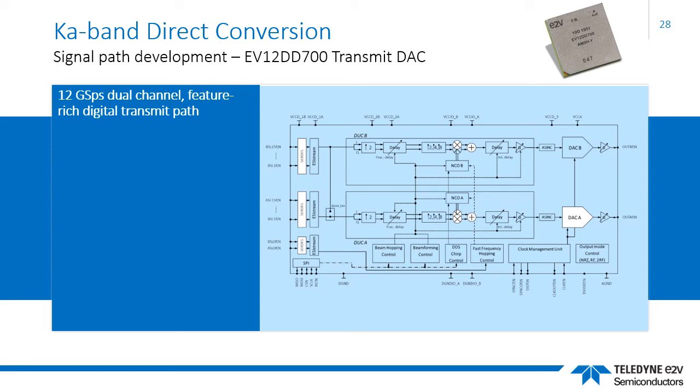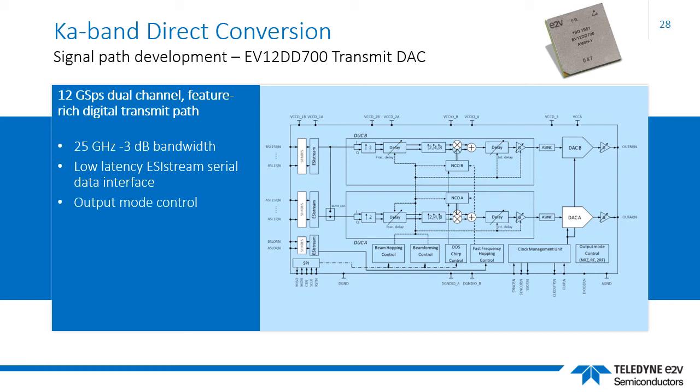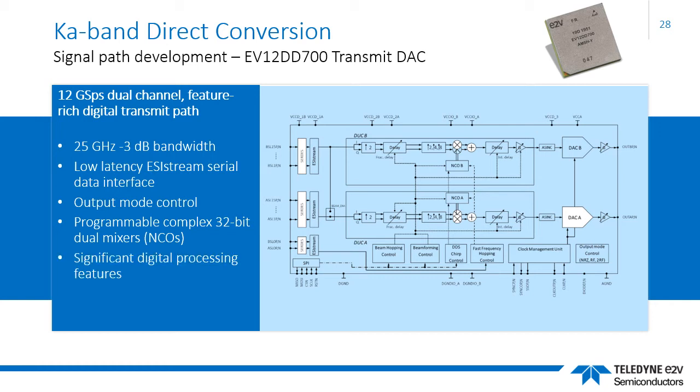So, as previously mentioned, this is a 12 gigasample per second dual channel feature-rich product. It features a 25 gigahertz bandwidth. It has the low latency Easy Stream serial data interfaces. It provides analog output power mode control, a complex dual 32-bit numerically controlled oscillator, and as you can see here, a number of significant digital processing features.